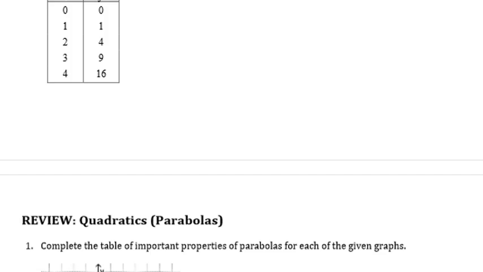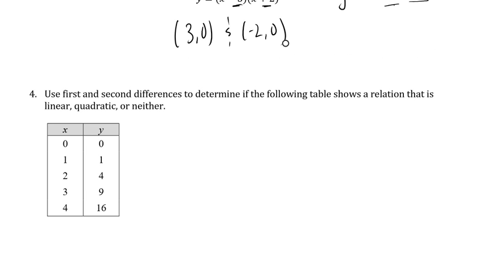Okay, and I think this is the last part. The next part's the review. So use first and second differences to determine if the following table shows a relation that's linear, quadratic, or neither. So what is first and second differences? Well, I look at the change that goes here. So from 0 to 1 is up 1. From 1 to 4 is up 3. From 4 to 9 is up 5. And from 9 to 16 is up 7.